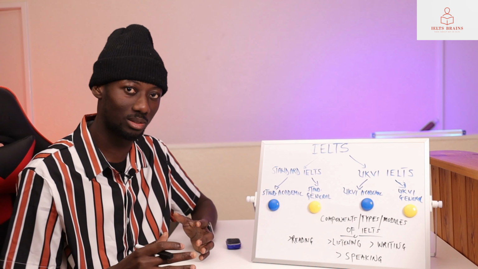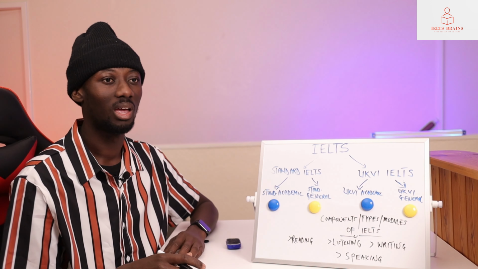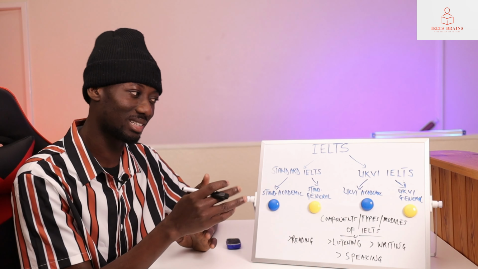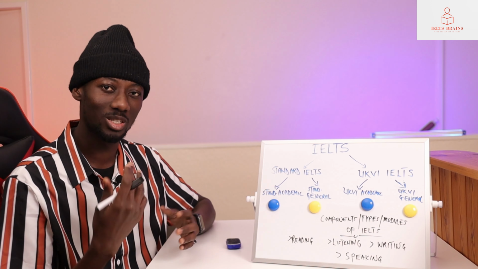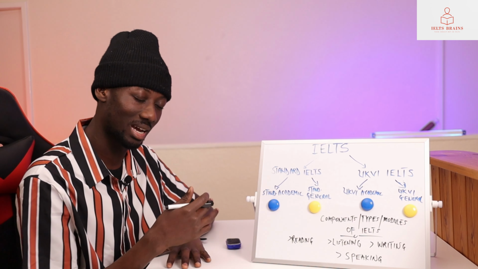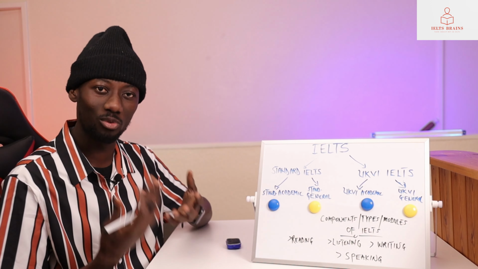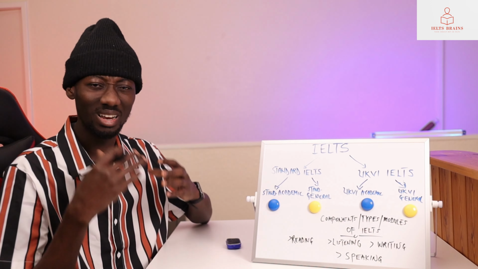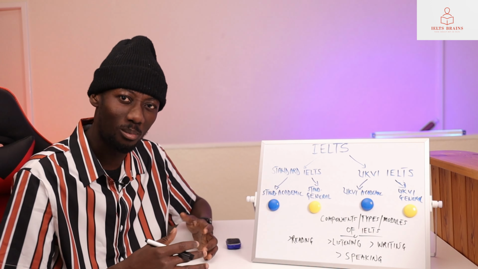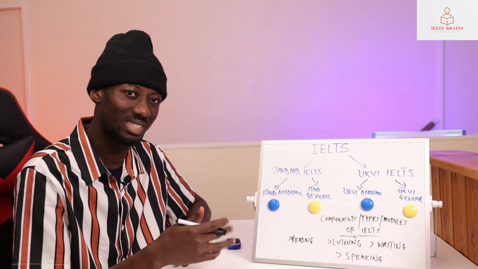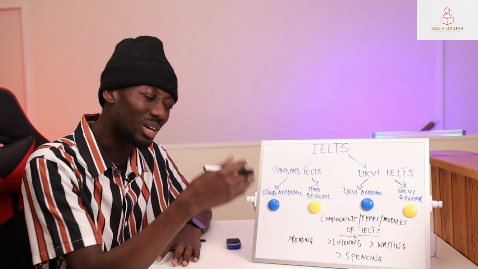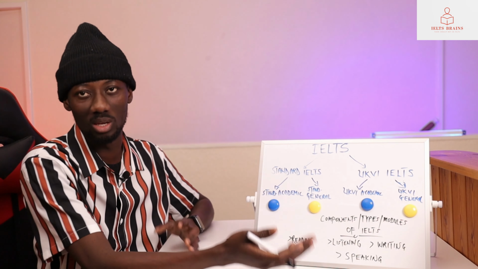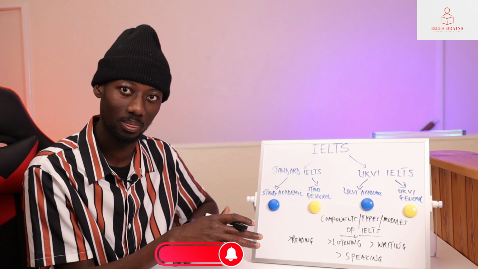Now, if you are listening to me or watching me today and you are wondering, you've explained that we have UKVI and we have Standard. You've explained that if you want to write the Standard, we have Standard Academic and Standard General. And if you want to write the UKVI, we have UKVI Academic and UKVI General. Now, what will inform my decision to write maybe Standard Academic, or what will inform my decision to write maybe UKVI Academic? That's what I'm going to explain.